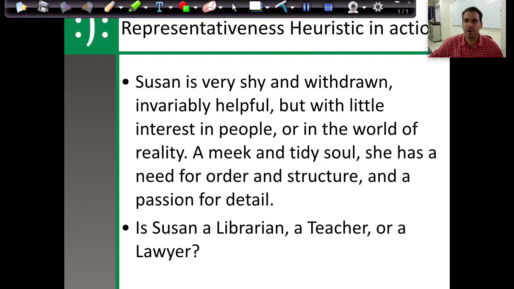What do you think, based upon what you have learned about what a librarian is like, what a teacher is like, what a lawyer is like? Think about it for yourself for a second, and see if you agree with me. I'll give you a second. Okay, I would say maybe she is a librarian based upon this. Librarians always seem very, they don't need people. They just need books, and they have a passion for detail. They need all the books to be in order. That's what my schema represents to me in this situation.